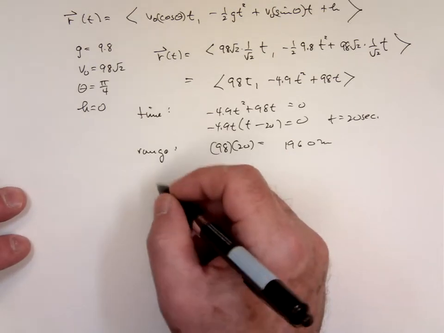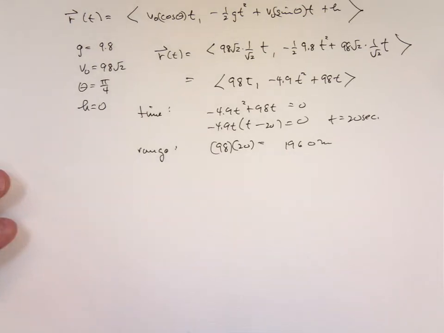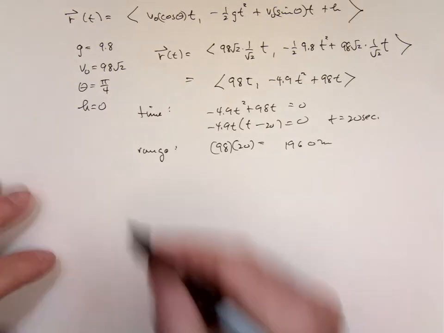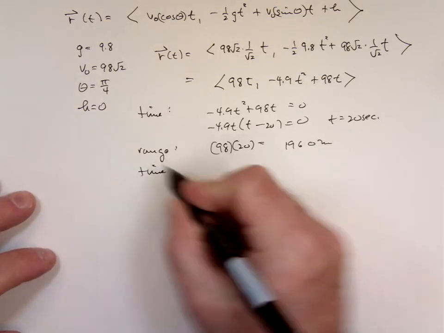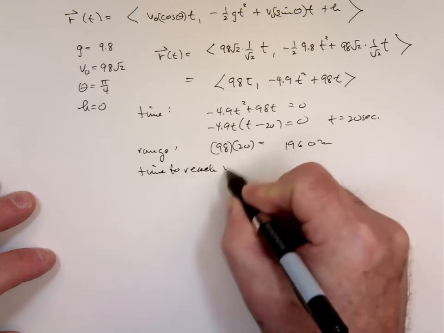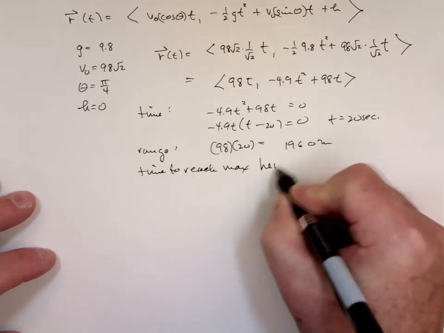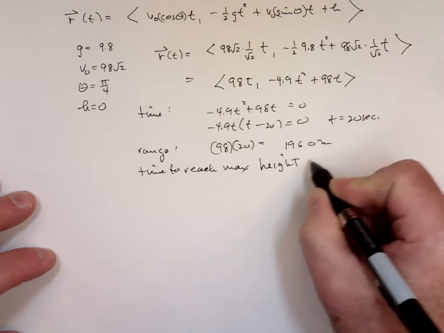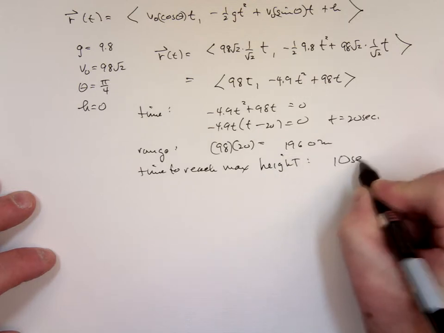Time to reach max height. Well, the easiest way in this problem, if you're launching from 0 height, the time to reach max height is midway between the two. You got 0 time here, you got 20 seconds here. It's going to be 10 seconds. So the time to reach max height is 10 seconds.